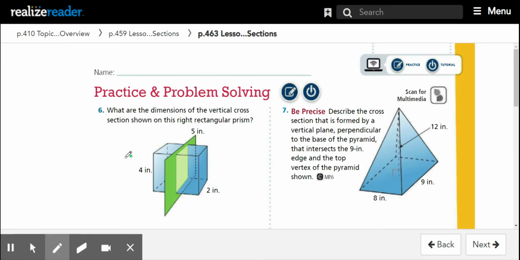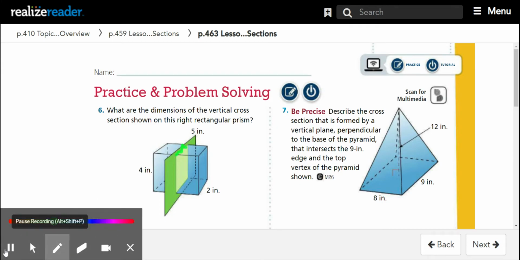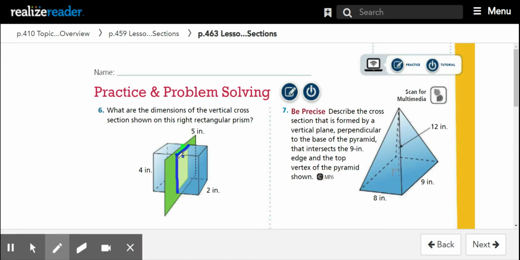So here I am for number 6 on page 463, and it's asking me what are the dimensions of the cross section on this right rectangular prism. So I can see this prism is being sliced this way vertically. So they're asking for the dimensions of this rectangle that it made. So what I'm going to do is I know this is one side of the rectangle, and I'm going to go over to the shape and see that's the same as this side of the prism. So I know one of the dimensions is 4 inches.